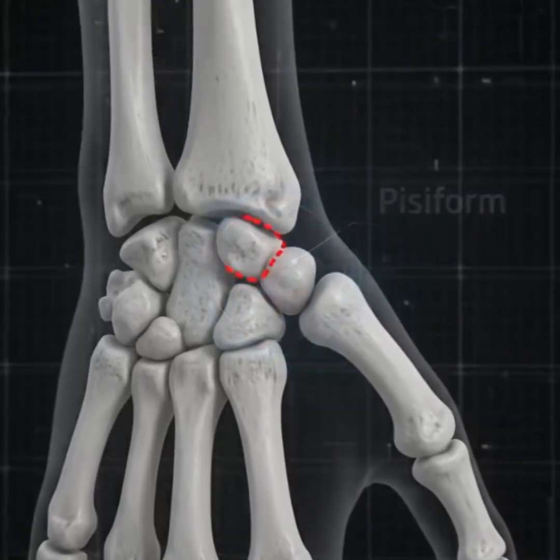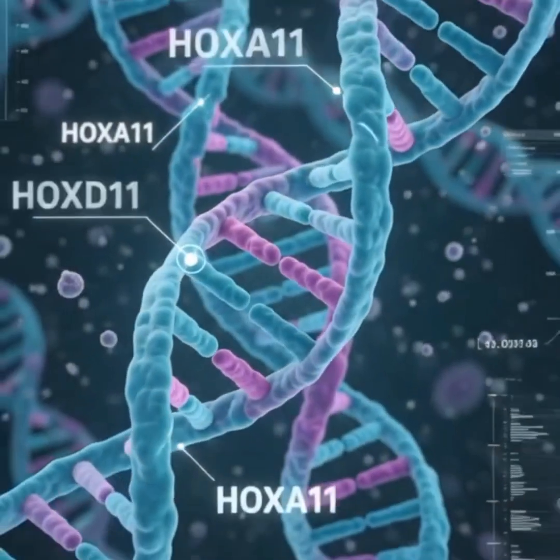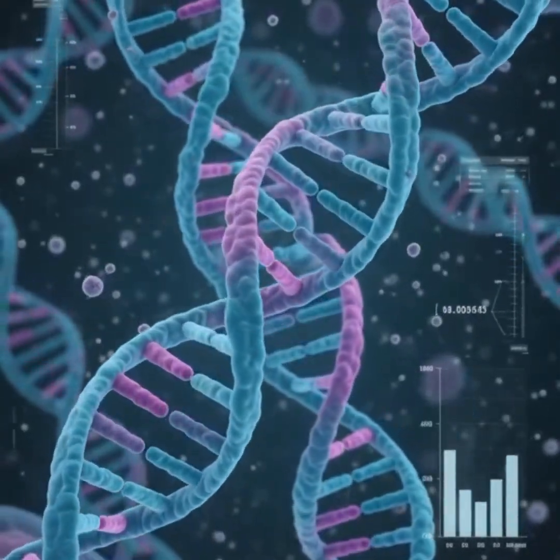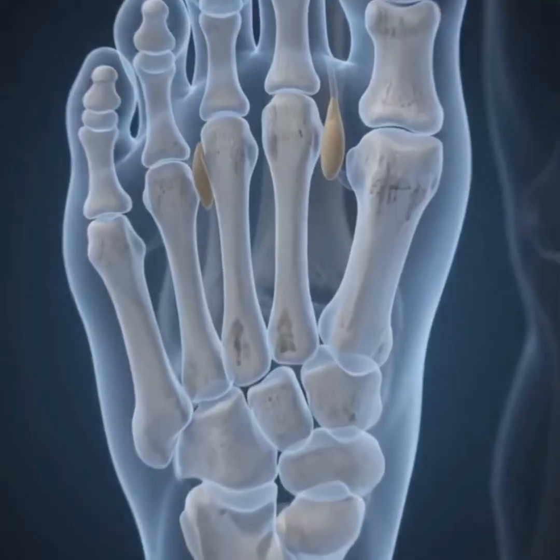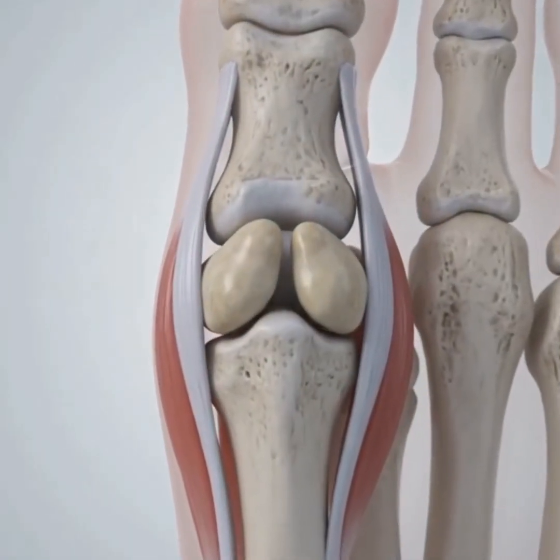Humans have a short pisiform bone. This is due to losing a growth plate. Genetic studies show this. Hox genes regulate this change. It matches the human condition. It evolved after Australopithecus.